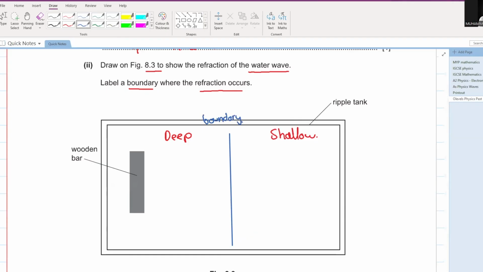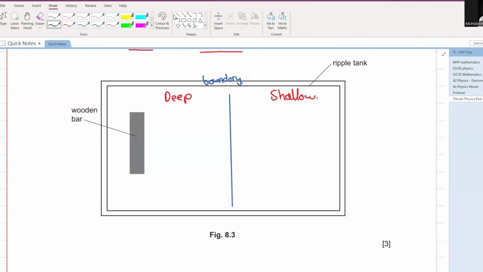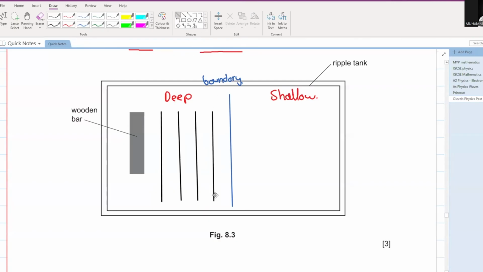Now, when you are going from a deep to shallow region, बेटा wavelength क्या होती है? कम. So आपने यही यहाँ पे दिखा देना है. What will you show here? You will show that initially the wavelength is larger, and as you pass the boundary, the wavelength will decrease. As you go from deep to shallow your wavelength decreases.